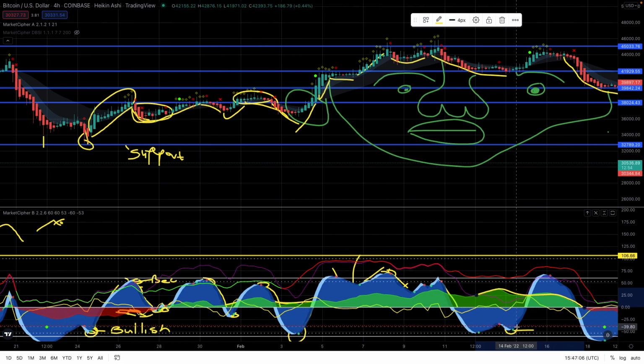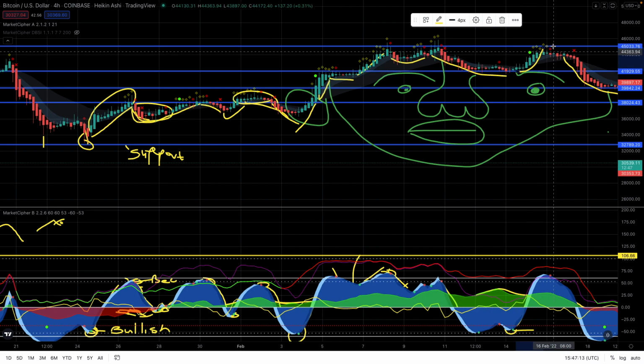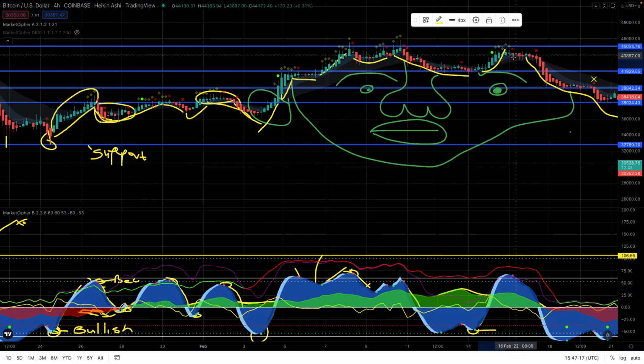Then we registered another momentum uptrend here. Boom, what happened? We tried breaking this new resistance. This is 44 or 45,000. It didn't happen well because, sorry, don't lose me here. We tried breaking that resistance. It didn't work because money is now leaving.